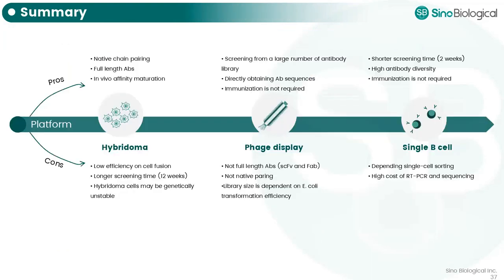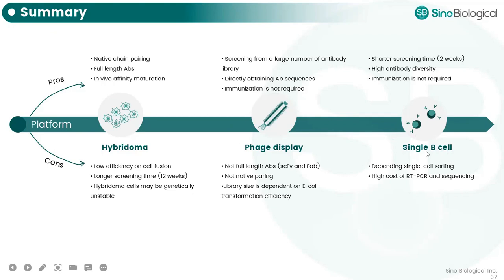Just to summarize today's presentation, all 3 antibody generation platforms have their own characteristics. Hybridoma is the traditional method for antibody generation, and it can produce native chain pairings and full-length antibodies. But we need to do a lot of work to increase the fusion efficiency of the cell fusion, and the development time for hybridoma is much longer compared with phage display and single B cells.